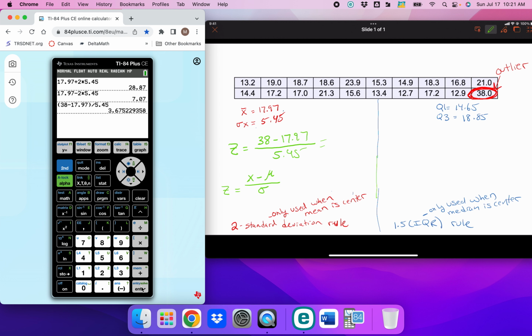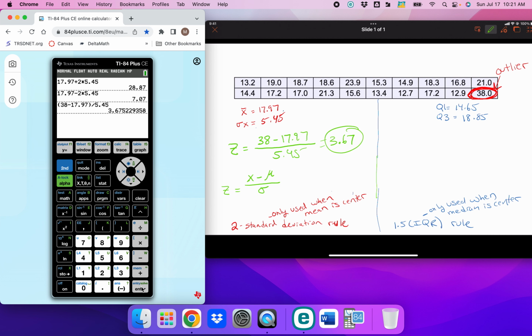I have a z-score of 3.67. This number is definitely larger than 2. It's definitely more than 2 standard deviations away from the mean. So that makes it an outlier. So when we are using the mean, there is one outlier, and that is 38. Okay, now let's talk about using the median, or using the IQR.